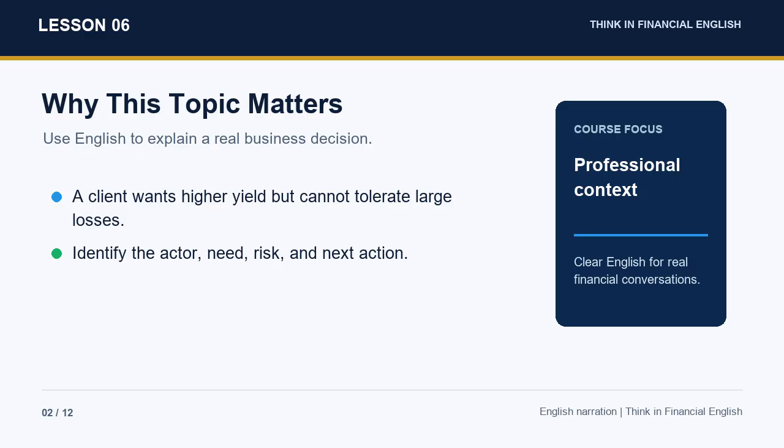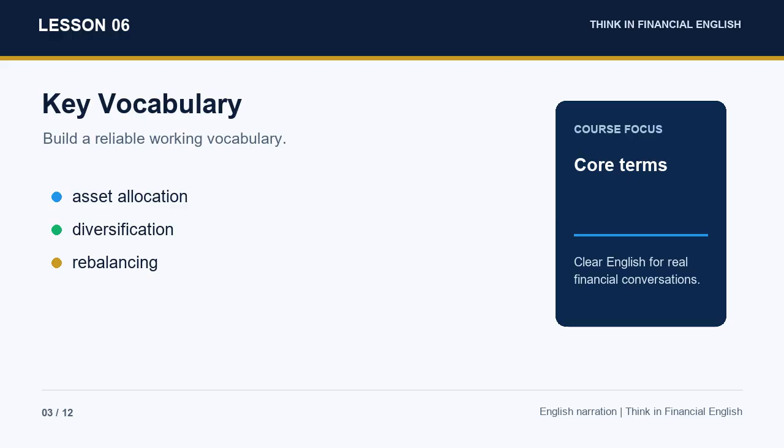When you hear the key terms in this lesson, ask yourself four questions. What is the business purpose? What is the risk? Which institution or client is involved? And what would a professional recommend next? This habit is the difference between textbook English and workplace English. In financial English, context controls meaning.